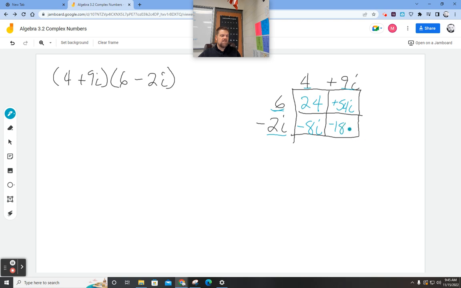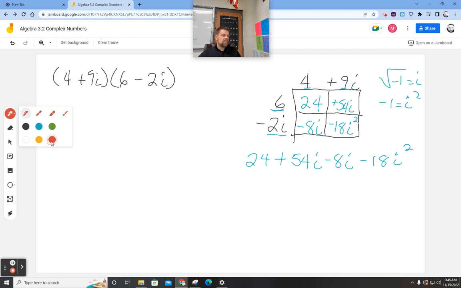And then what's i times i? i squared. Remember that the square root of negative 1 equals i, and then negative 1 is equal to i squared. So what we really have is 24 plus 54i minus 8i minus 18i squared. Okay, so we got to do some math here.